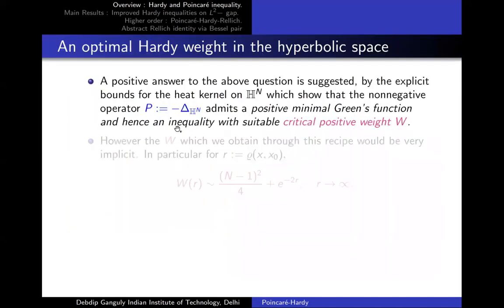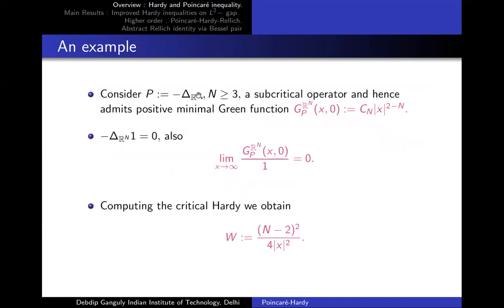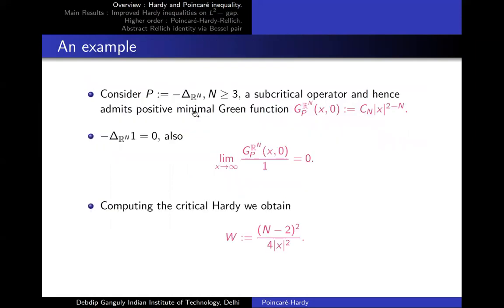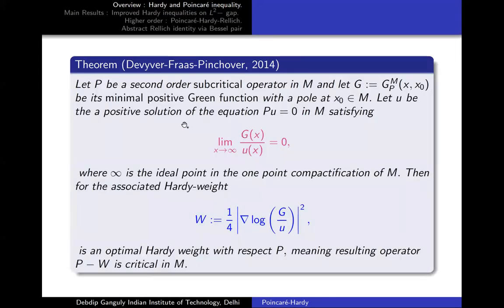Okay. So instead, you take P to be minus the Laplacian of H^n, that is, the Laplace-Beltrami operator on the hyperbolic space. You have heat kernel estimates and everything. It is well known that it admits a positive minimal Green function. So P is a subcritical operator, and we can take P1 equal to 0 here also. Now use this recipe, where P is your minus Laplacian of H^n.